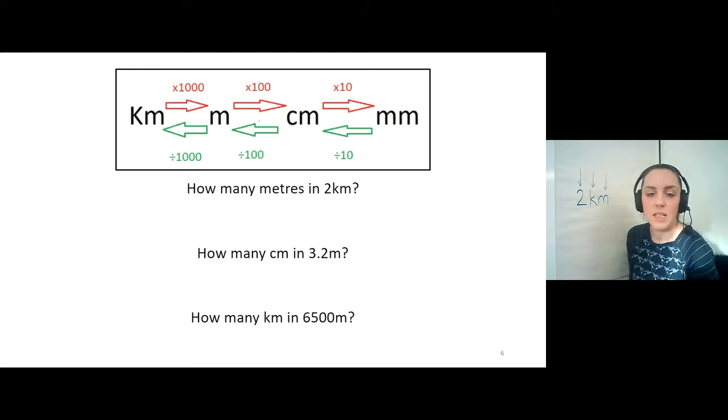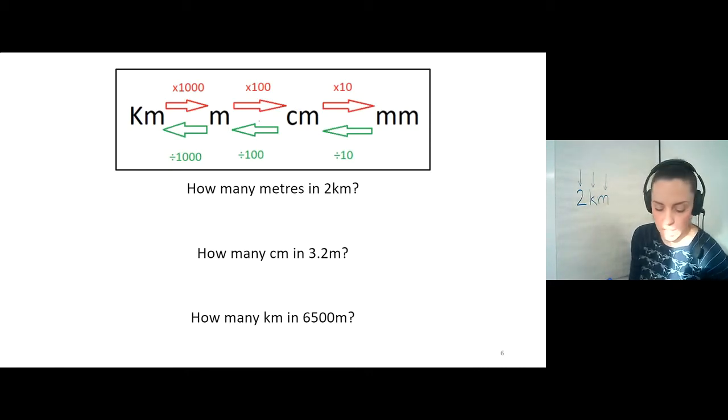So how many centimeters in 3.2 meters? So we're going from meters to centimeters this time.